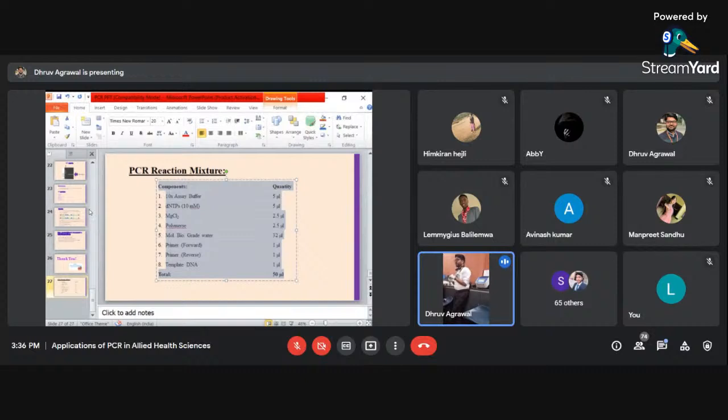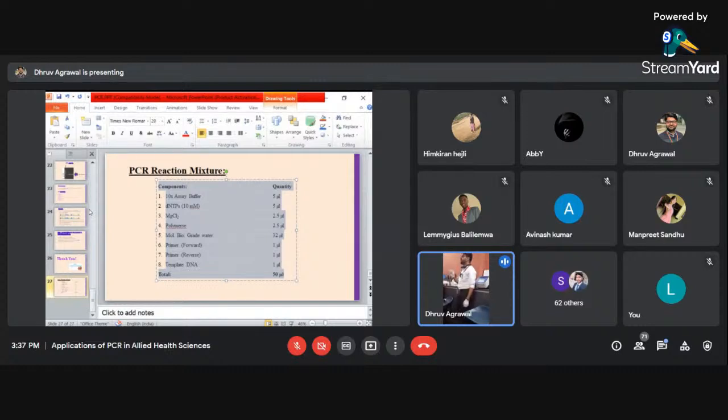Okay, and what else do we require? We require MgCl2, primer, and water. Okay, so here we have 10x buffer. Now here X represents a concentrated form. Sometimes in biology we have X telling us about the dilution, and sometimes we have X telling us about the concentrated form. So here the X represents the concentrated form. Here the buffer is 10x.